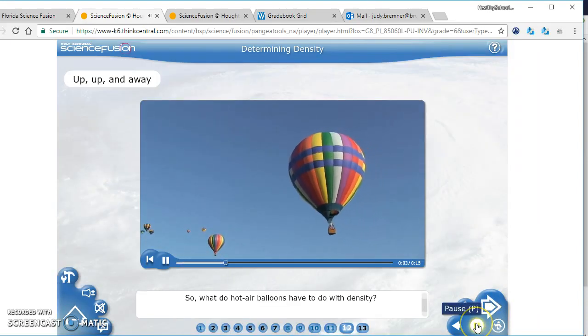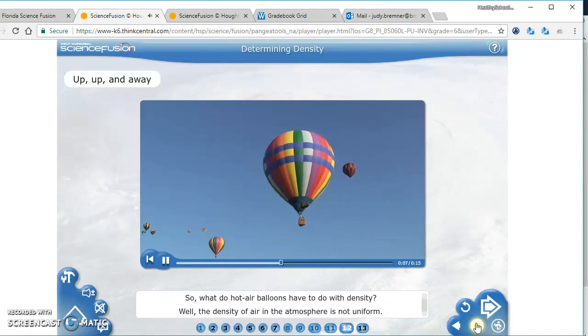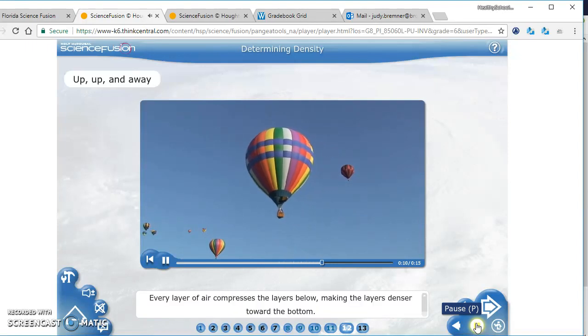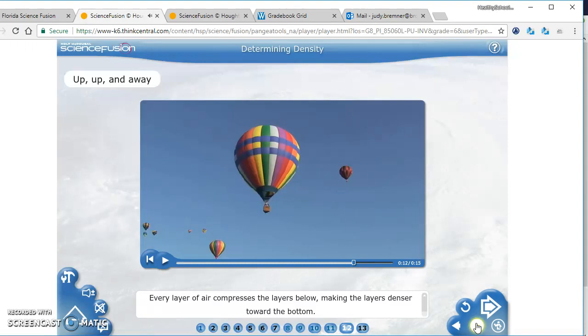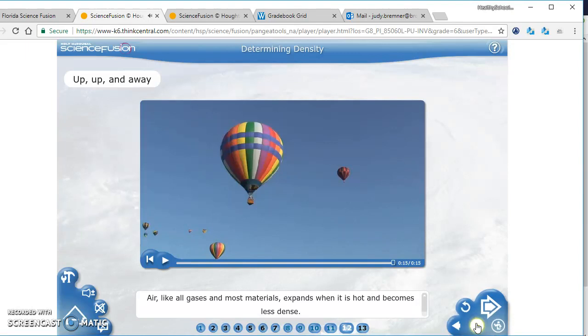So, what do hot air balloons have to do with density? Well, the density of the air in the atmosphere is not uniform. Every layer of air compresses on the layers below, making the layers denser towards the bottom. The end result is a bit like the layers of the liquid in your cylinder. Air, like all gases and most materials, expands when it is hot and becomes less dense. Like our mystery object, the balloon will settle at an altitude where its average density is equal to the density of the surrounding air.